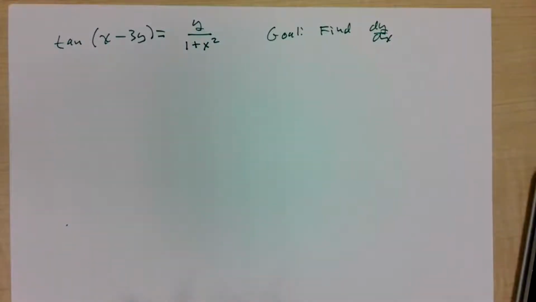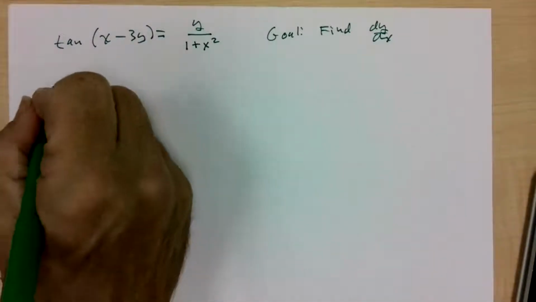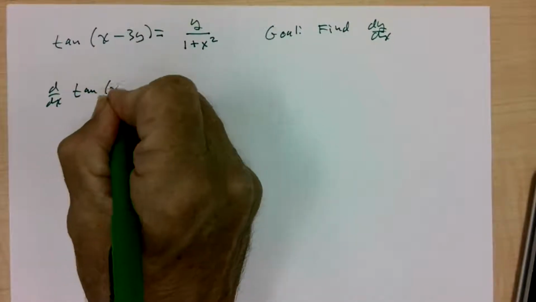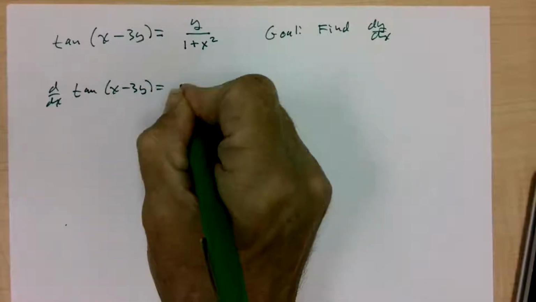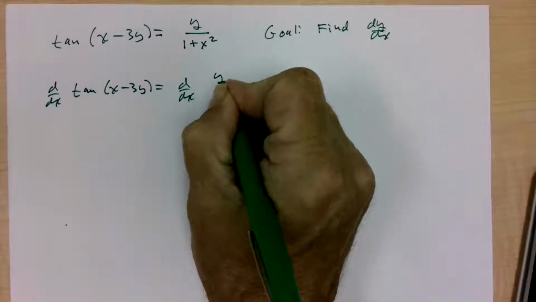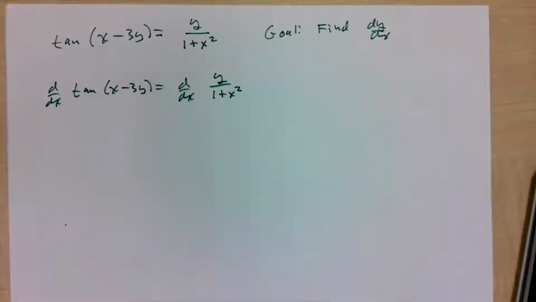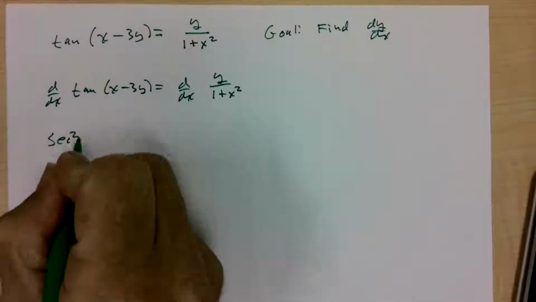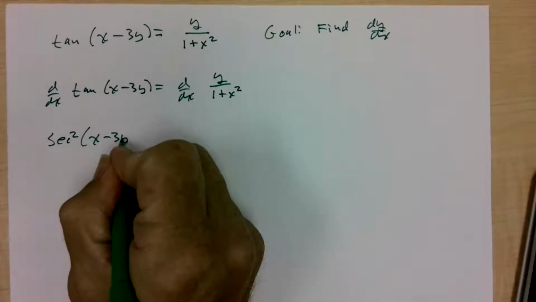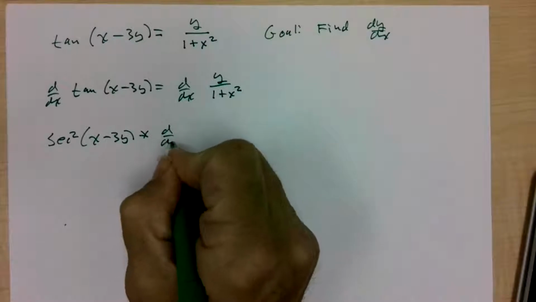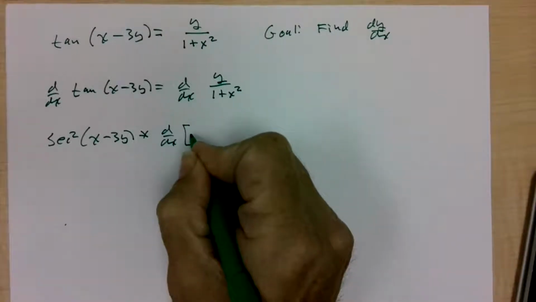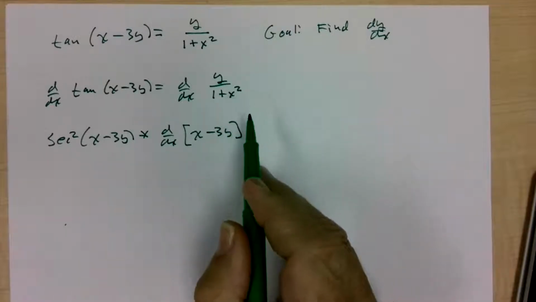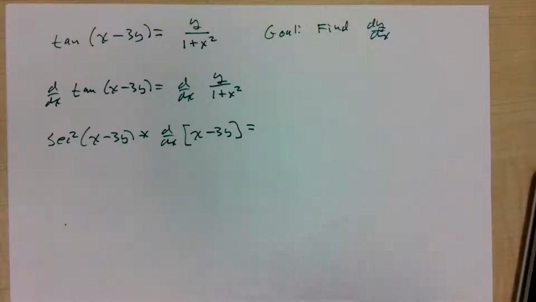So take the derivative with respect to x of the left side and the derivative with respect to x of the right side. The derivative with respect to x of the tangent of x minus 3y equals the derivative with respect to x of y over 1 plus x squared. Now, the derivative of the tangent of something is the secant squared of the something. Secant squared of x minus 3y times the derivative with respect to x of the argument of the function, x minus 3y, equals the derivative with respect to x of y over 1 plus x squared.